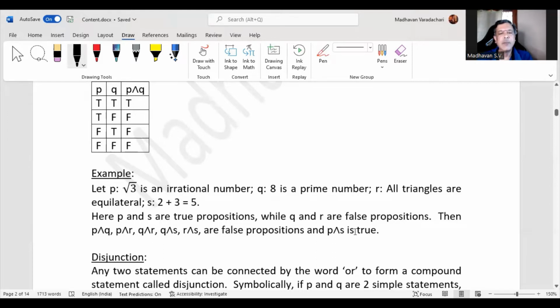Then in that case, P and Q, P and R, Q and R, Q and S, R and S are all false propositions. Only P and S will be a true proposition.